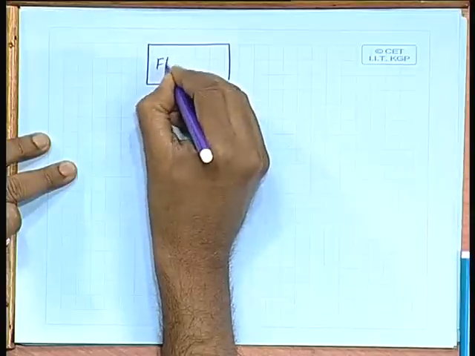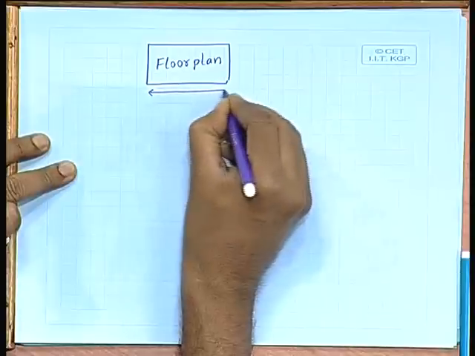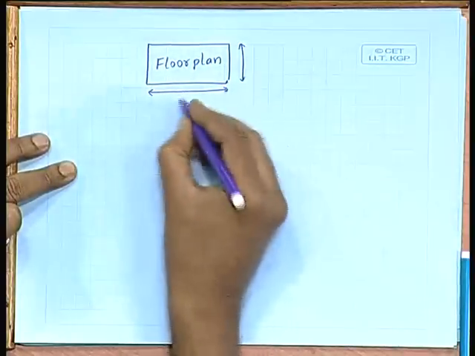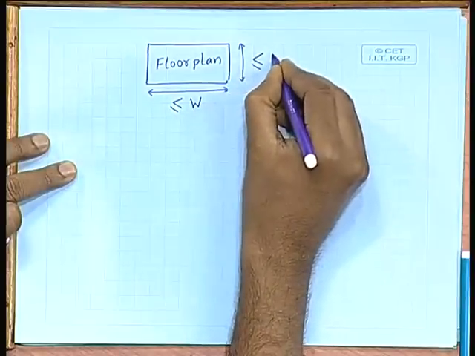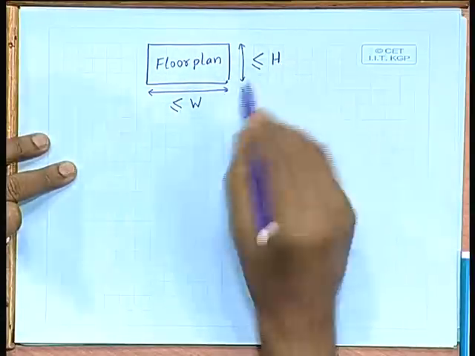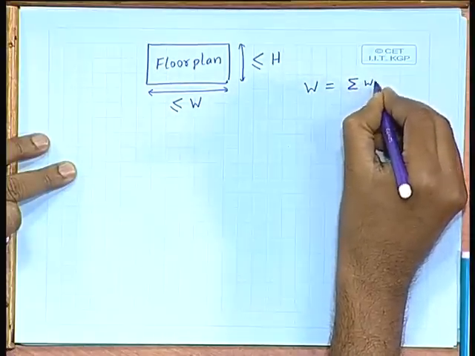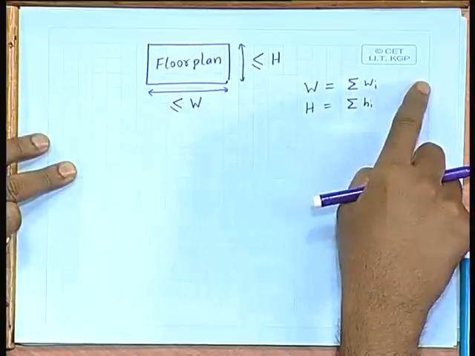Suppose this is the floor plan you want to get, and there are some restrictions you are also imposing. You are saying that the total width of the floor plan must be less than or equal to capital W, and the total height must be less than or equal to capital H. Now, W and H may be specified by the user, or you can have a rough estimate as follows: W will be the sum of all Wi's and H will be the sum of all Hi's. This will give you the trivial maximum values of W and H, I mean all blocks placed one after the other.